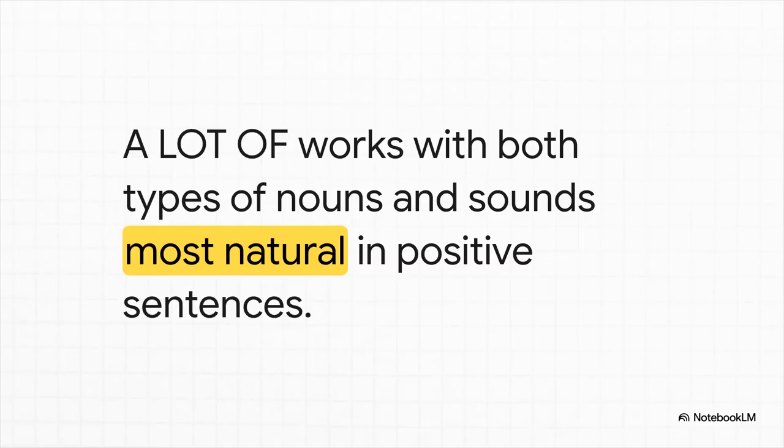Now, before we wrap this up, here is a fantastic native speaker hack. A lot of works with both countable and uncountable nouns, and it honestly just sounds best in positive sentences. Let's say you want to express that you have an abundance of time. Saying we have much time sounds incredibly unnatural to a native speaker. But if you swap that out to we have a lot of time, it sounds perfect. A lot of is your universal go-to hack for positive statements.